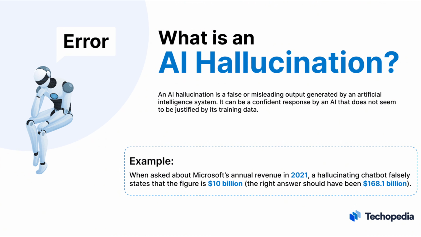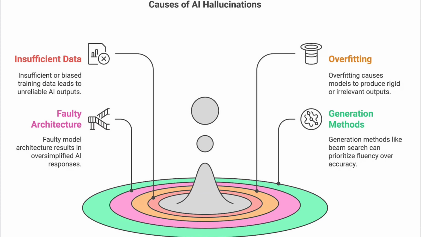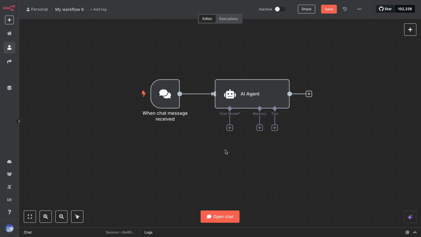First, let's talk about what AI hallucinations actually are. When we say an AI is hallucinating, we mean it's generating information that is either false, made up, or just totally irrelevant. For example, you might ask your agent for a customer order status and it invents an order that never existed, or it gives a confident answer that's actually wrong. These hallucinations mostly happen when the AI is not given enough context, is allowed to improvise too much, or is set up with loose prompts. But the good news is we can fix this with better settings in n8n.